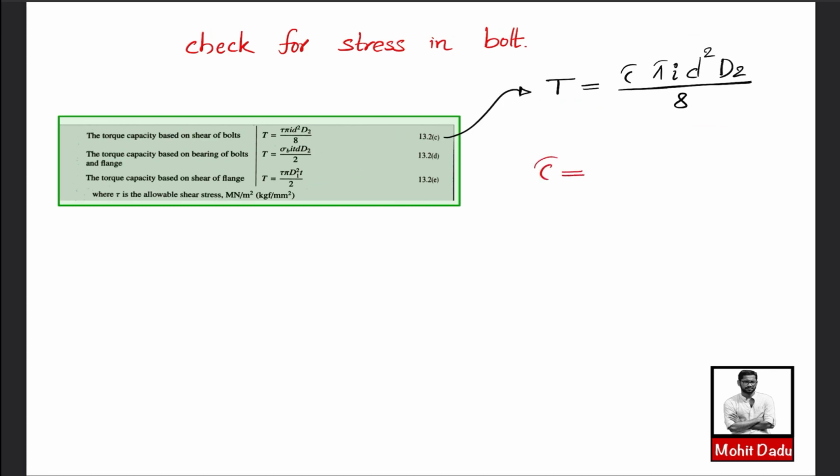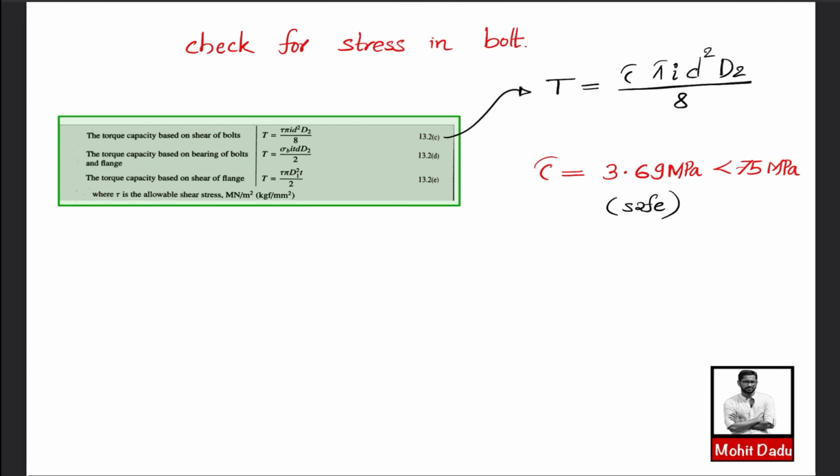If you are substituting all units properly, then you will be getting the shear stress which is induced in the bolt as 3.69 megapascal, and the allowable shear strength of the bolt material is 75 megapascal. So hence the design is safe. So here also we are getting a safe condition. So the check for stresses in bolt is also completed.